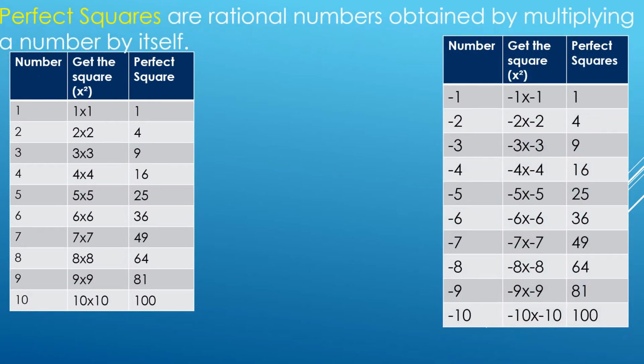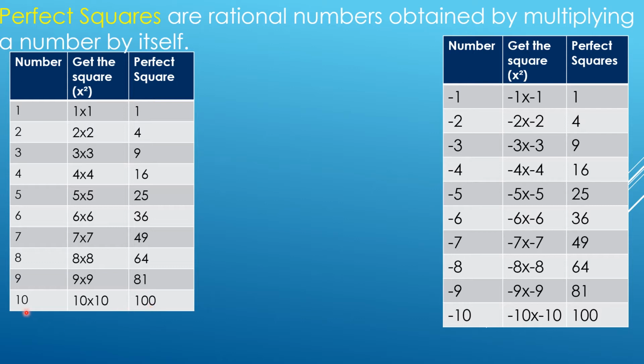Okay, so I have here the first table. I have here numbers 1 to 10. And if I'm going to get the square of these numbers, or multiplying this number to itself, just like 1 times 1, I have the product which is 1, 2 times 2, 4, 3 times 3, 9, 4 times 4, 16, 5 times 5, 25, so on and so forth, up to 10 times 10 is equal to 100.